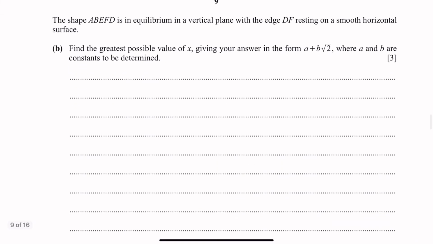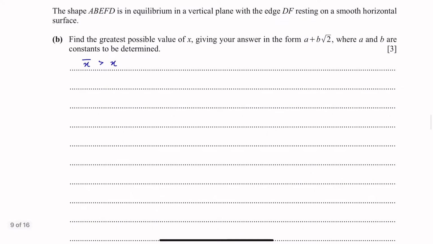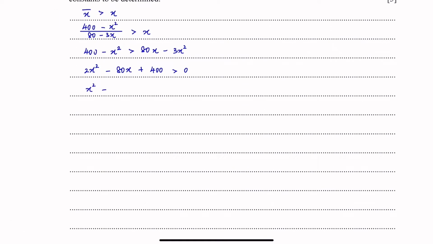So now we use the fact that x bar is larger than x, and now we can sub x bar in, which is 400 minus x squared divided by 80 minus 3x larger than x. So we have 400 minus x squared is larger than 80x minus 3x squared. So 2x squared minus 80x plus 400 is larger than 0. And x squared minus 40x plus 200 is larger than 0.